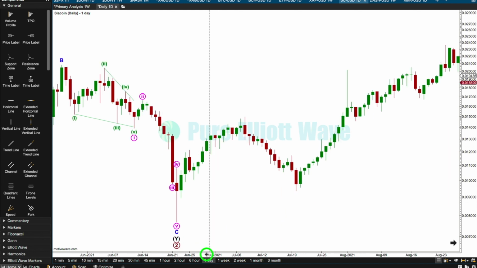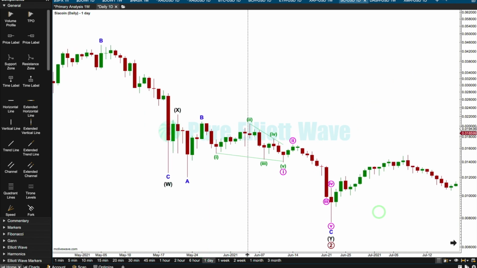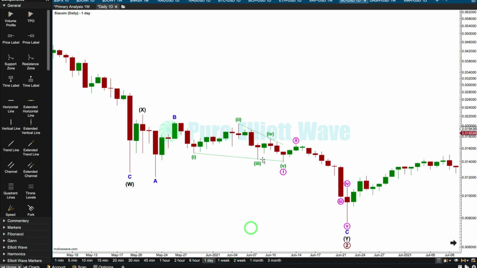Let's expand this out and have a look again at these wavelengths. This looks like a really perfect leading contracting diagonal. The trend lines are adhered to. There's a test here and here. The fifth wave ends at the 1-3 trend line with the tiniest little overshoot. But look at the wavelengths.